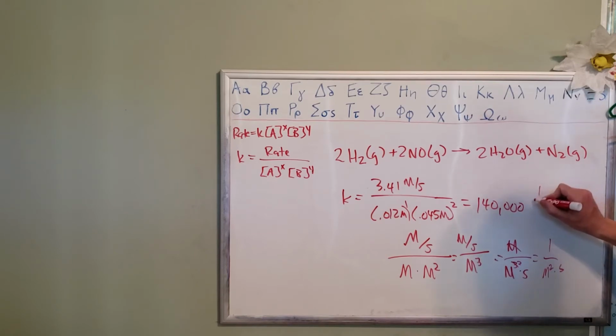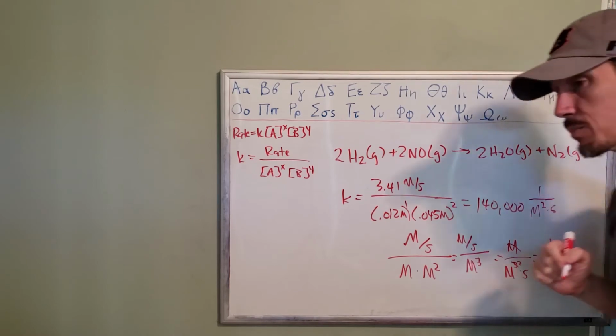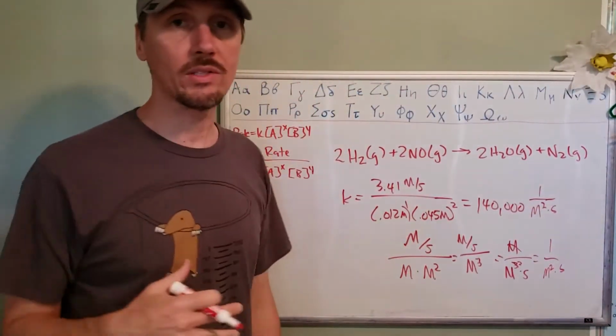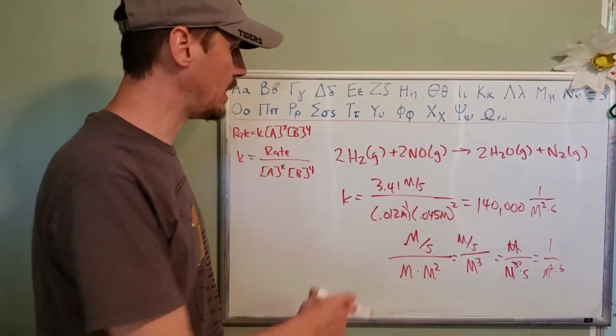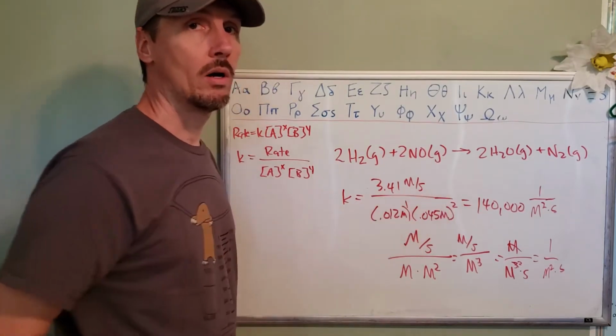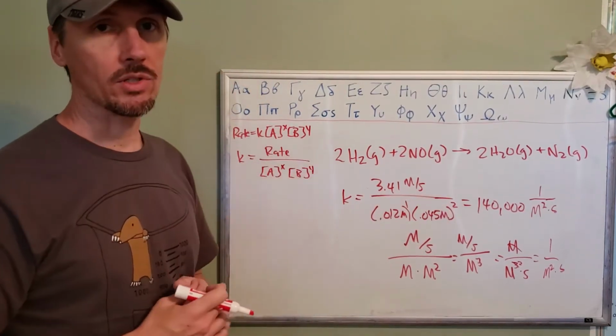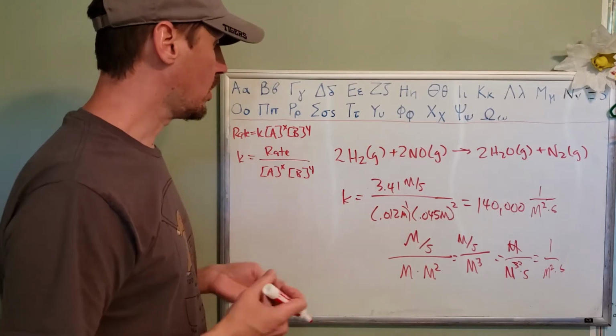So that's the unit that we have, a really bizarre unit. And what we're going to see in our next problem is that the unit is not always the same for every equation. It's going to depend on what these powers are on these X and Y values, the overall order of the equation.